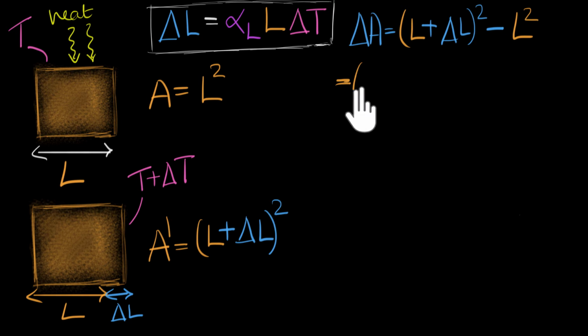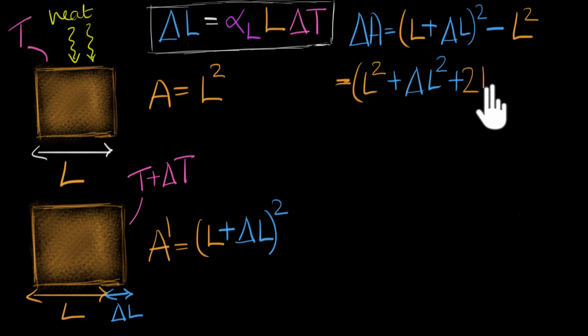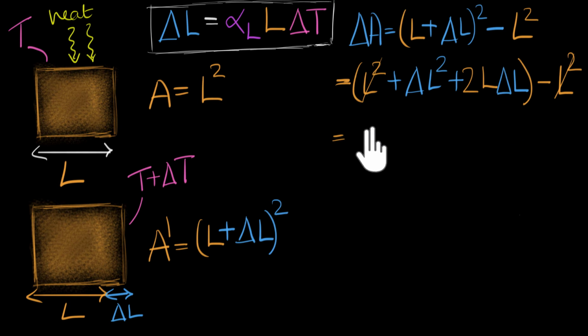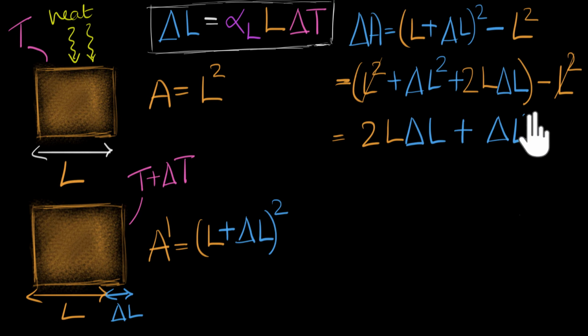So if you expand this, you'll get L squared plus delta L squared plus 2L delta L, minus L squared. And notice this cancels. And so we end up with 2L delta L plus delta L whole squared. That is our change in area.